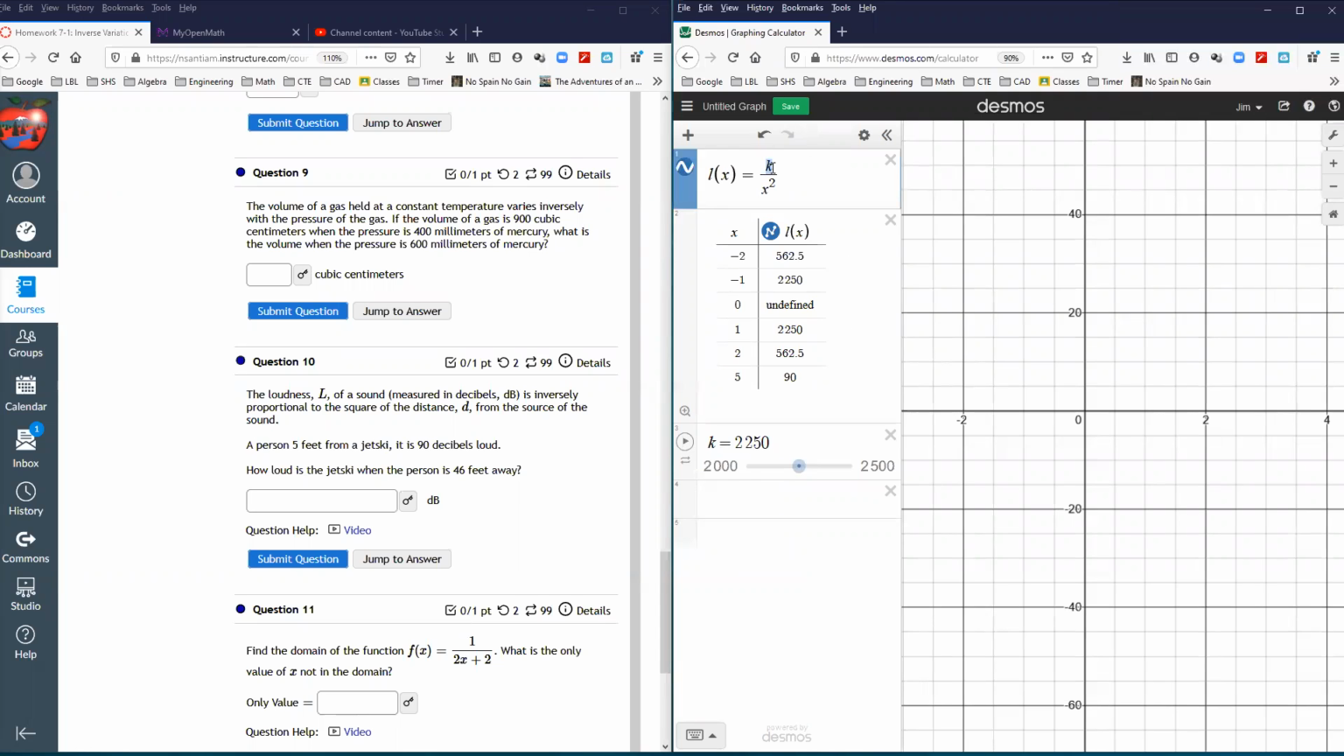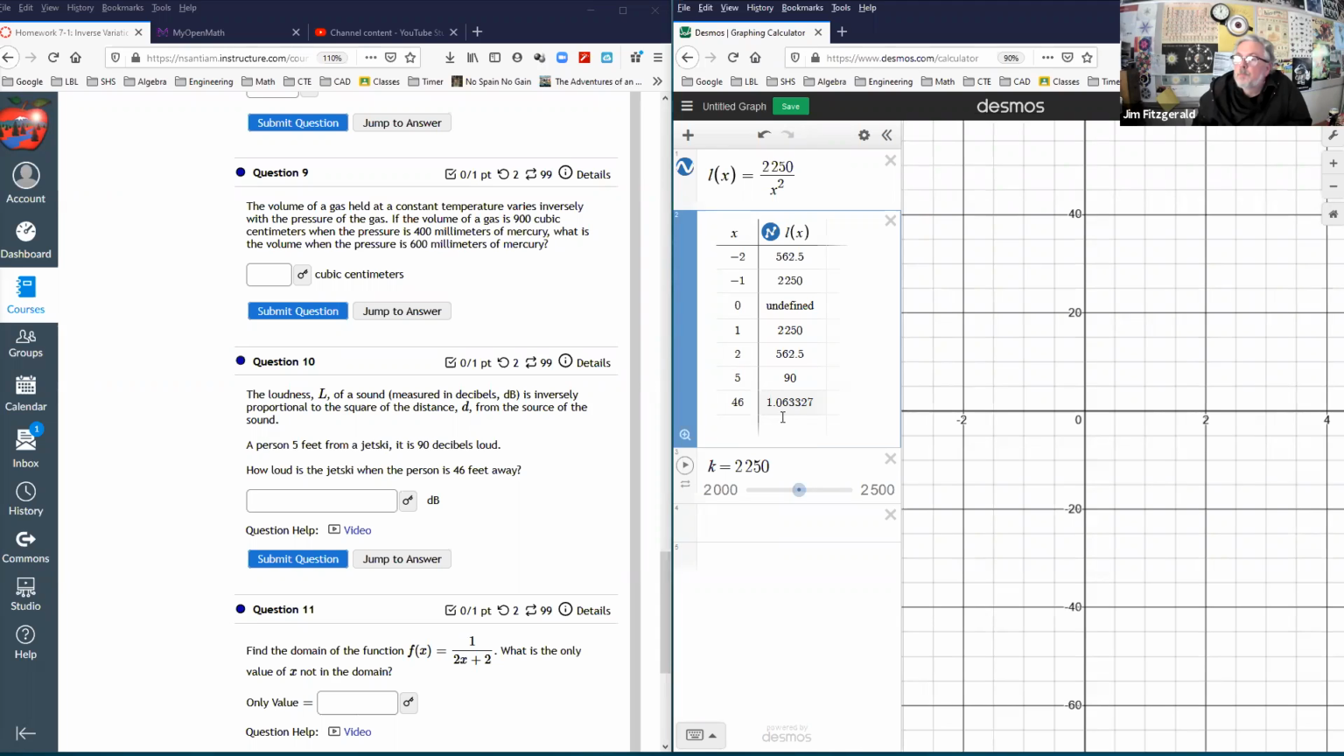Mr. Fitzgerald, now you can enter 46 into the equation. Whisper. 1.06 decibels. You see how I figured it out without even doing any calculations? Decimals is awesome.